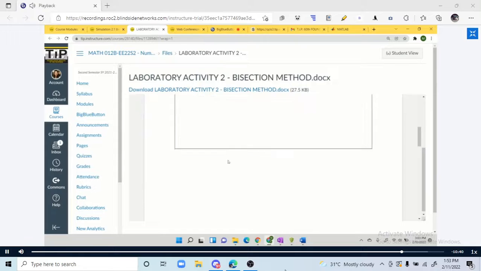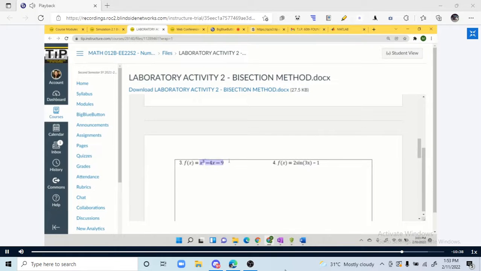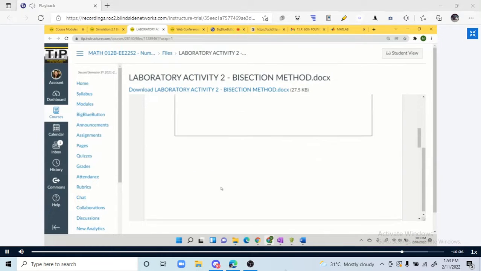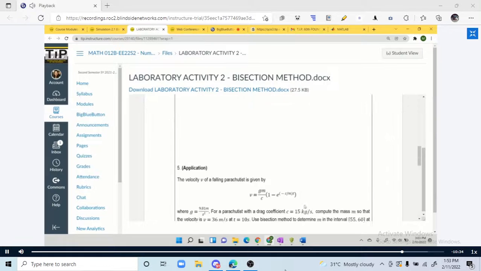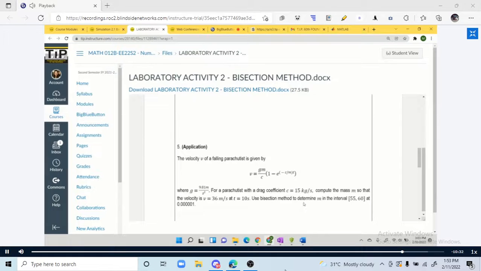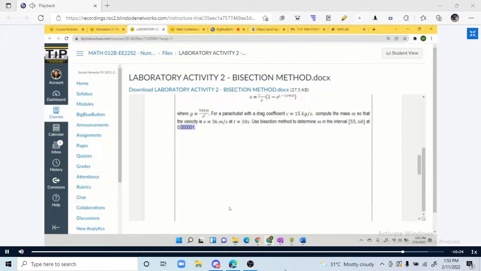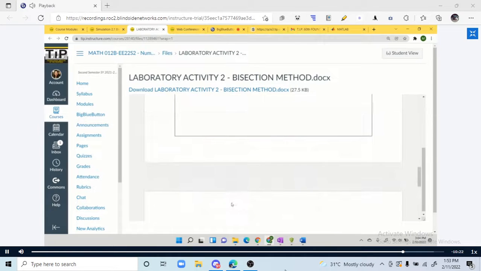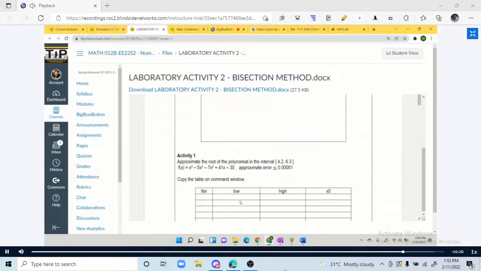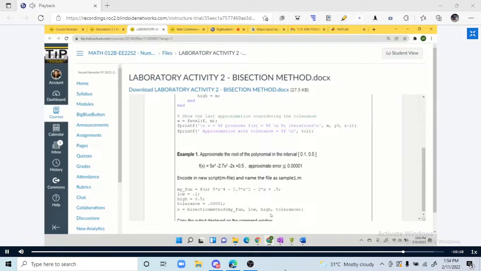Iba yung pagkakasulat, ito equation lang. Ito nakasulat as a function. Diba? Ito din, function din ito. Yan, may tolerance din. So, same, walang ibang gagamitin. Pare-parehas lang. Yun at yun din. Okay?